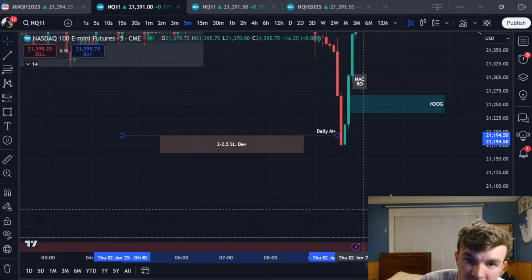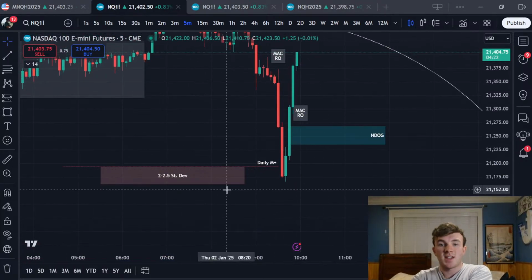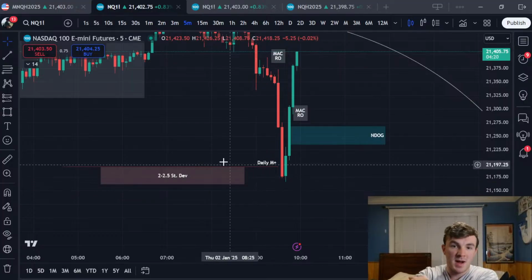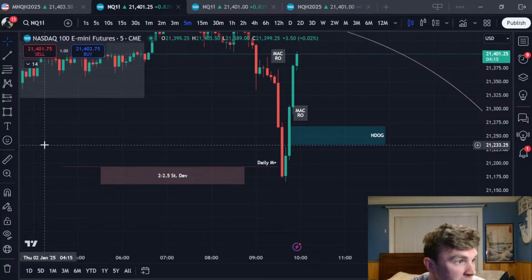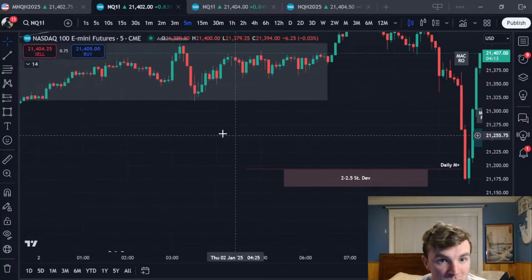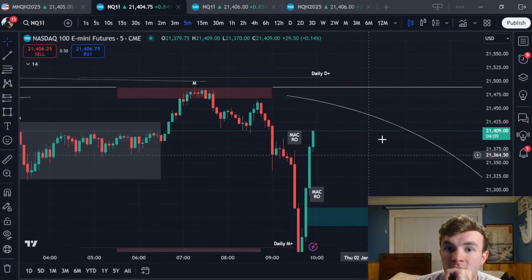So we went right to that manipulation level and we held it. To me, that's a sign that now we're all of a sudden in a buy model. Just out of nowhere, we just turned into a buy model, which is really weird and crazy, but that's what happened. What's happening right now.